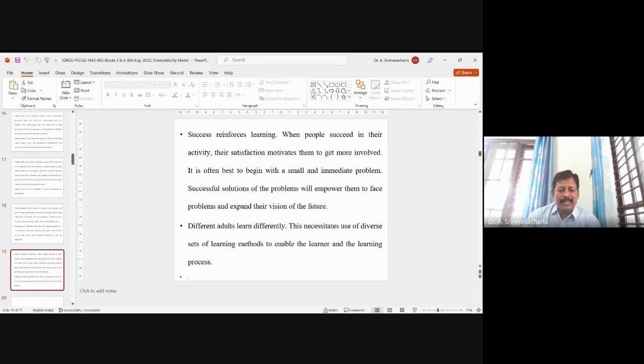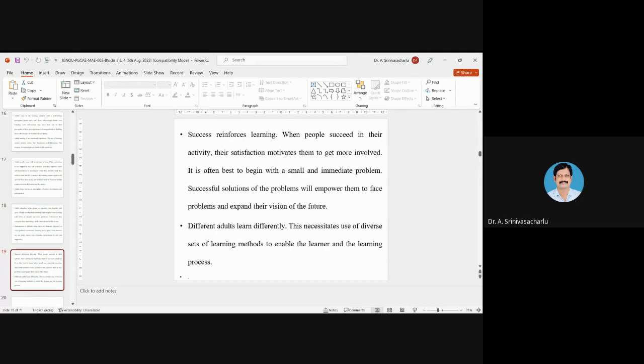success reinforces learning. Yes, success reinforces learning. When adult learners succeed in their activity, their satisfaction motivates them to get more involved. So you give them small activities.